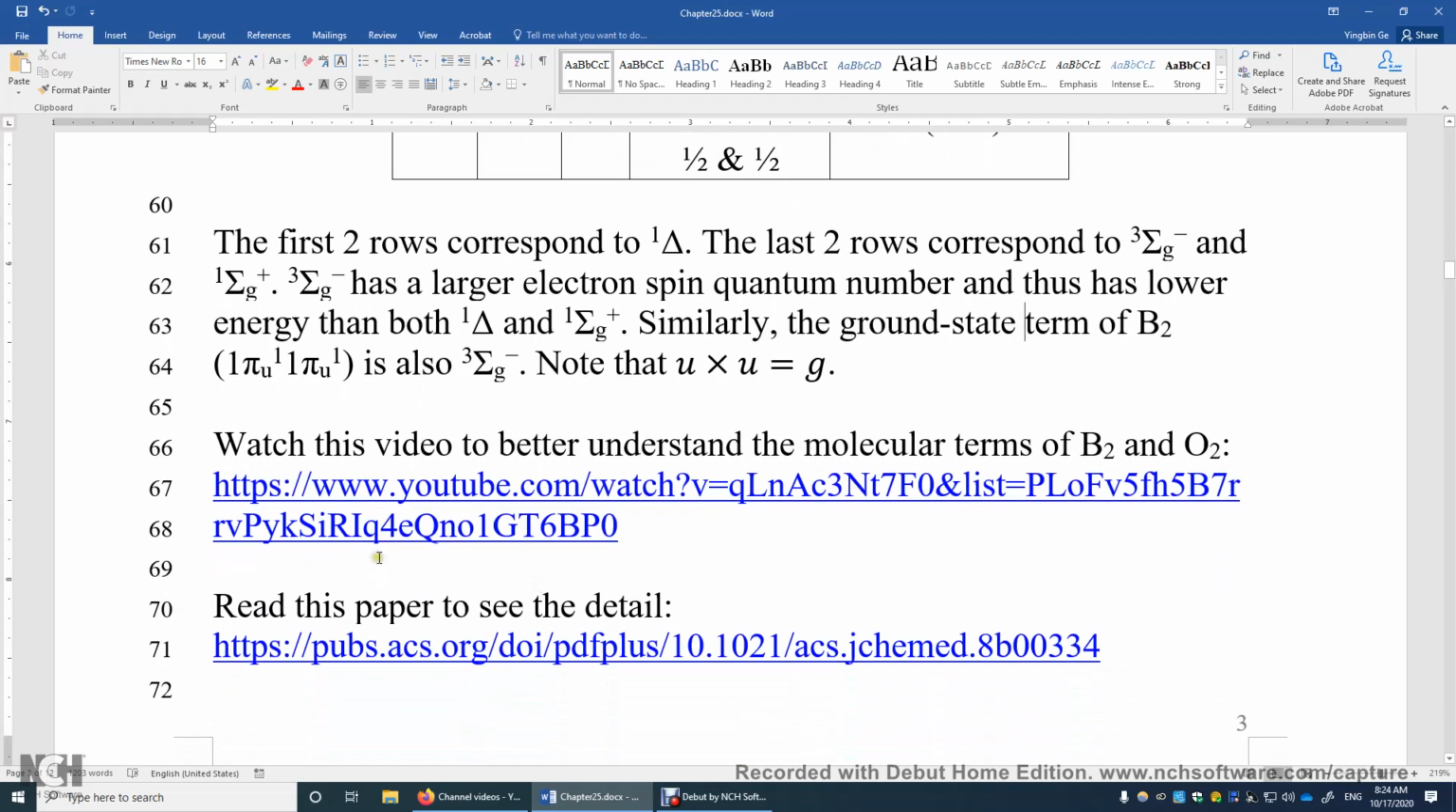I'd like you to watch this video to better understand the molecular terms for B2 and O2. And if you're interested, you can read this paper to see the detail. This is a paper published in the Journal of Chemical Education.